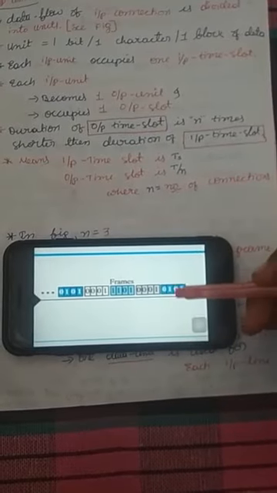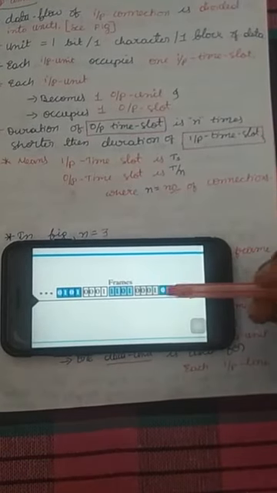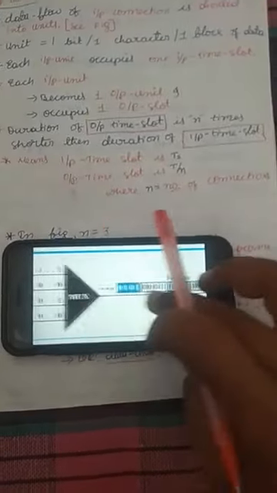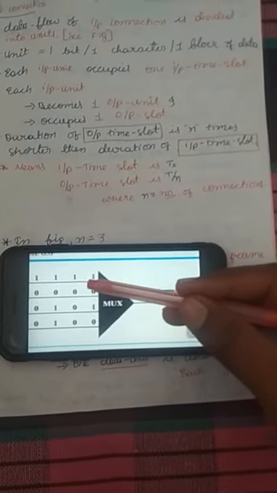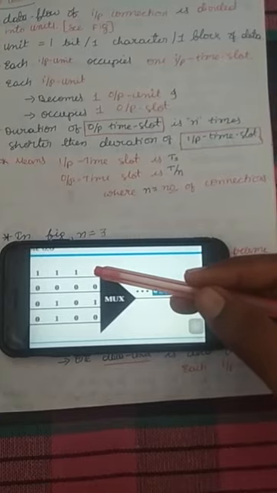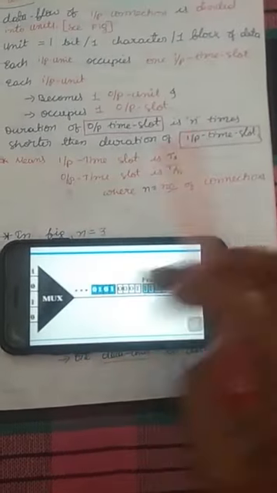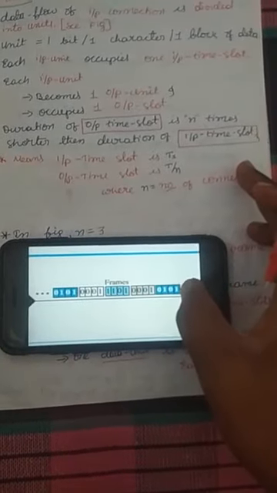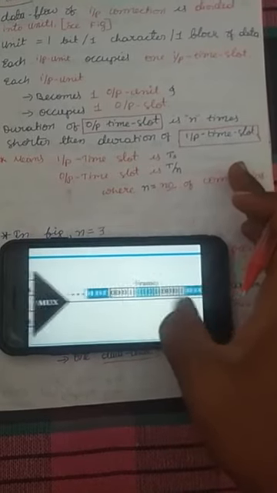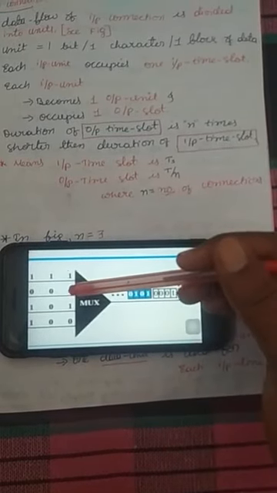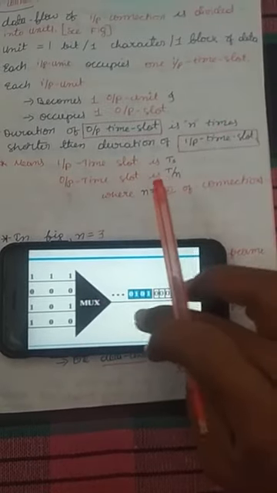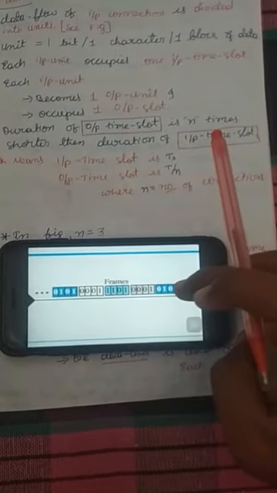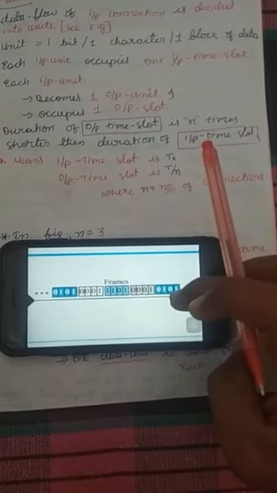How the units will occupy these slots in the frame: first we consider the first line. In the first line the unit is 1, so 1 will occupy the first slot in the first frame. In the second line the unit is 0, so in the first frame the second slot will be occupied by 0.